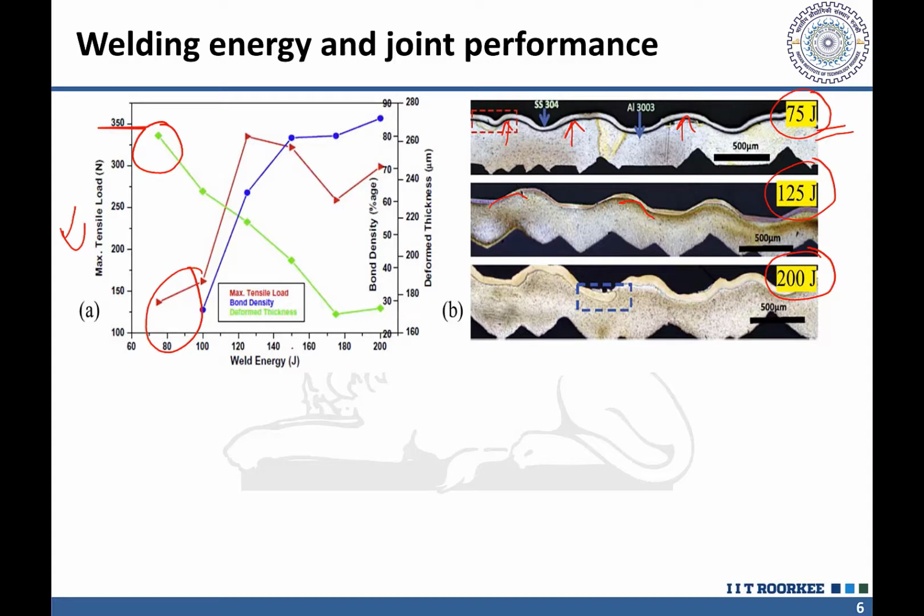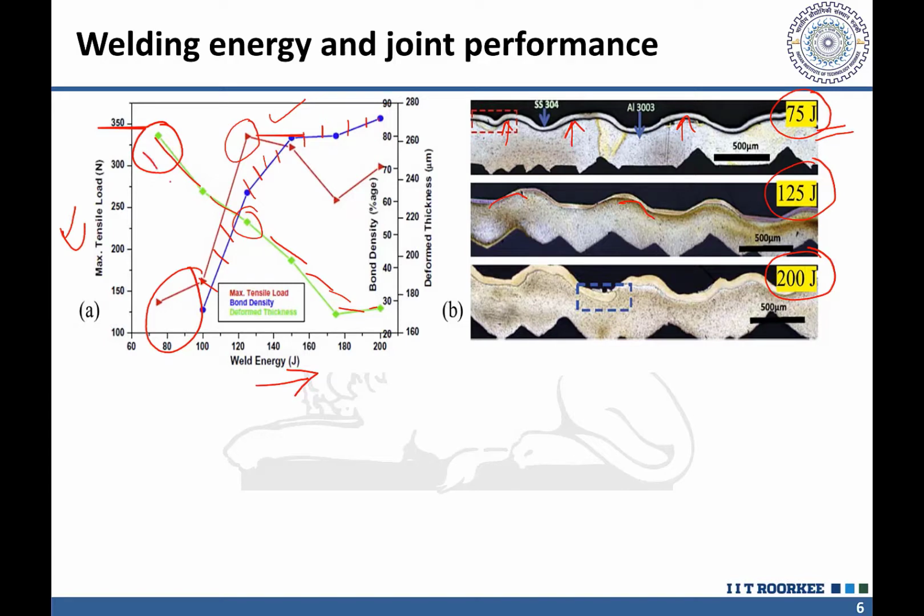Okay, but when we increase the amount of energy supplied, the interfacial bonding improves the joint strength. At the same time, the deformed thickness of the base metal is also decreased. So you see this green line is indicating the deformed thickness, that is the thickness of the parent metal, which is getting decreased, but your joint strength is getting improved, and the bond density or the bonded zone is also getting increased. So this is a very interesting thing.